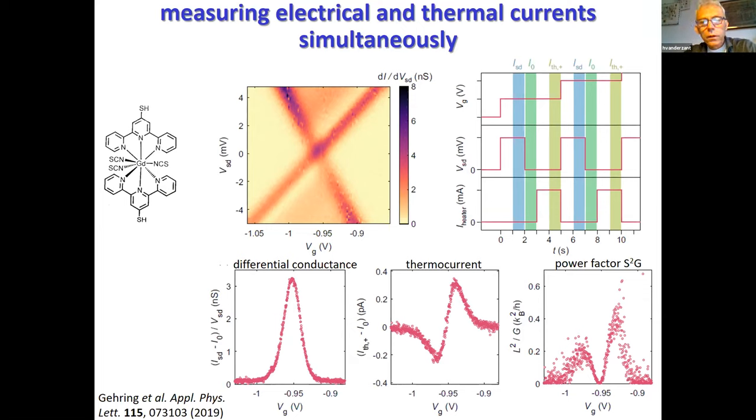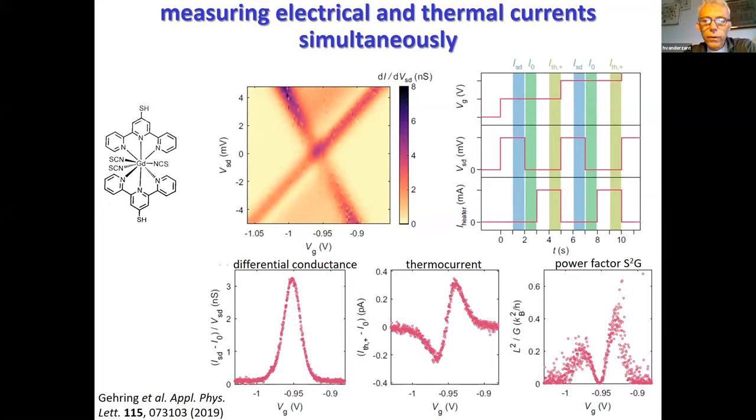If you look at the bottom row, you see the differential conductance, the thermal current, and the power factor measured on this molecule. These are measured, in this case, at zero bias. This was the way we measured this and how we optimized the measurement setups. You can see that in this paper that was published a year ago.